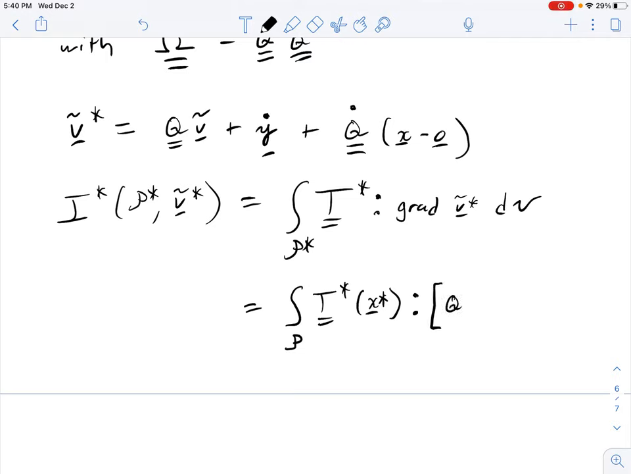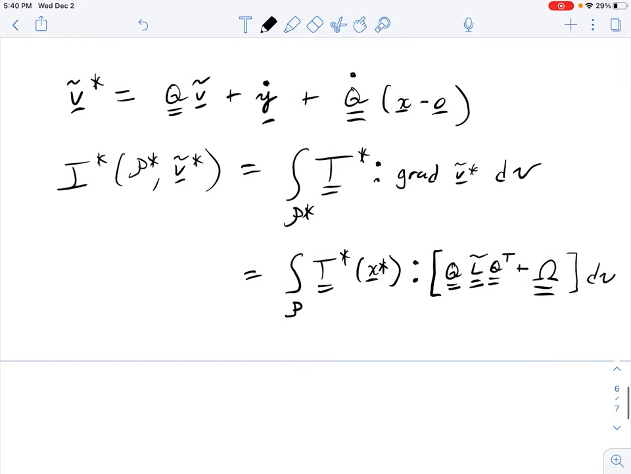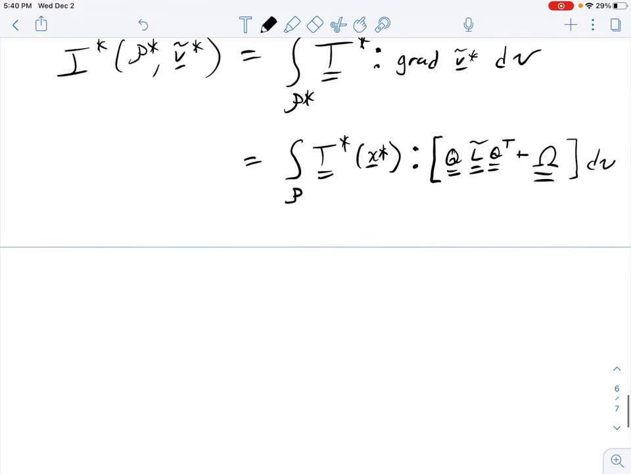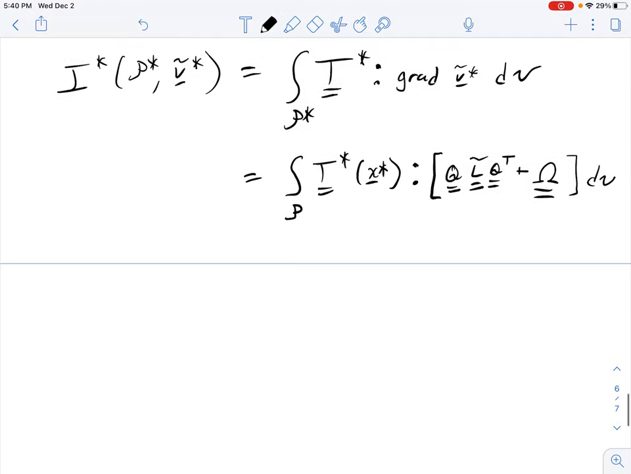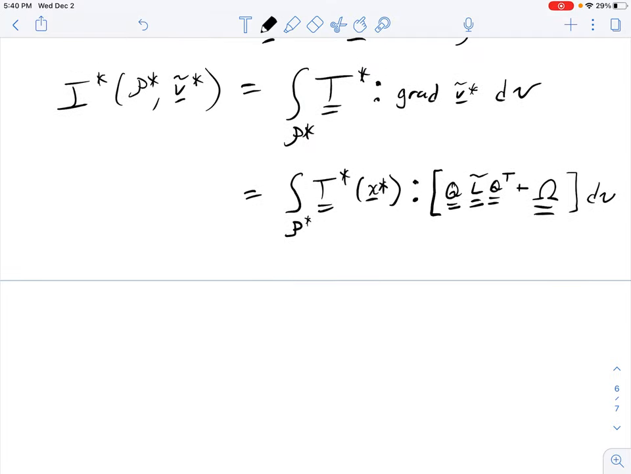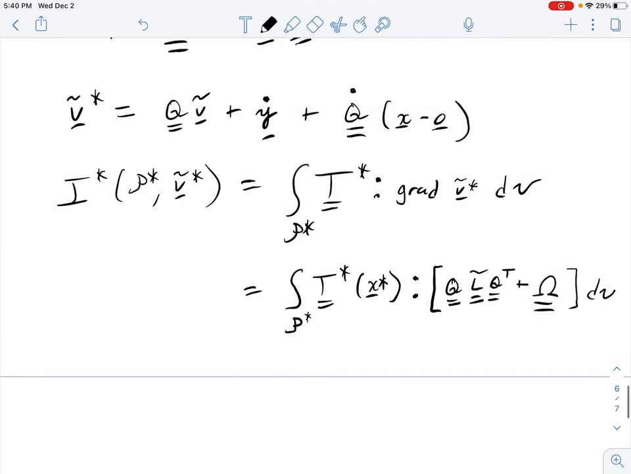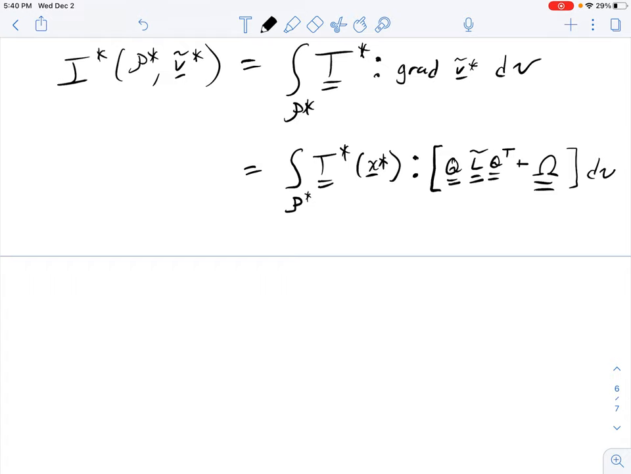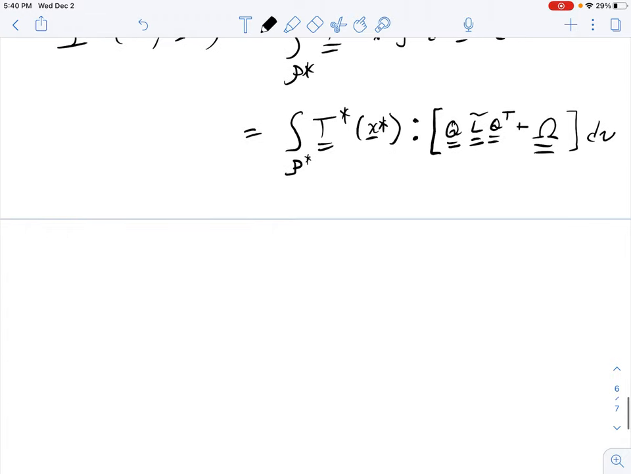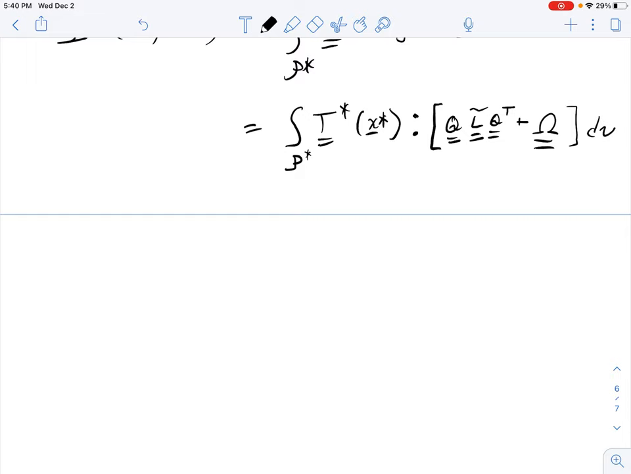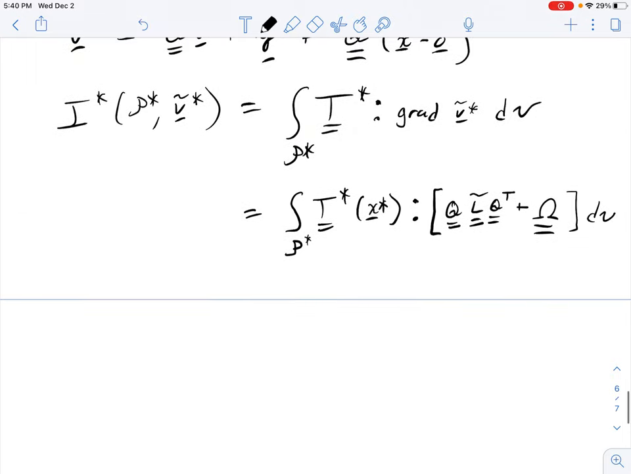and then Q L tilde Q transpose plus omega dV. So we can localize the integral. Yeah, so this is the integral over the new body, actually. But at any rate, we can localize that integral because it applies.